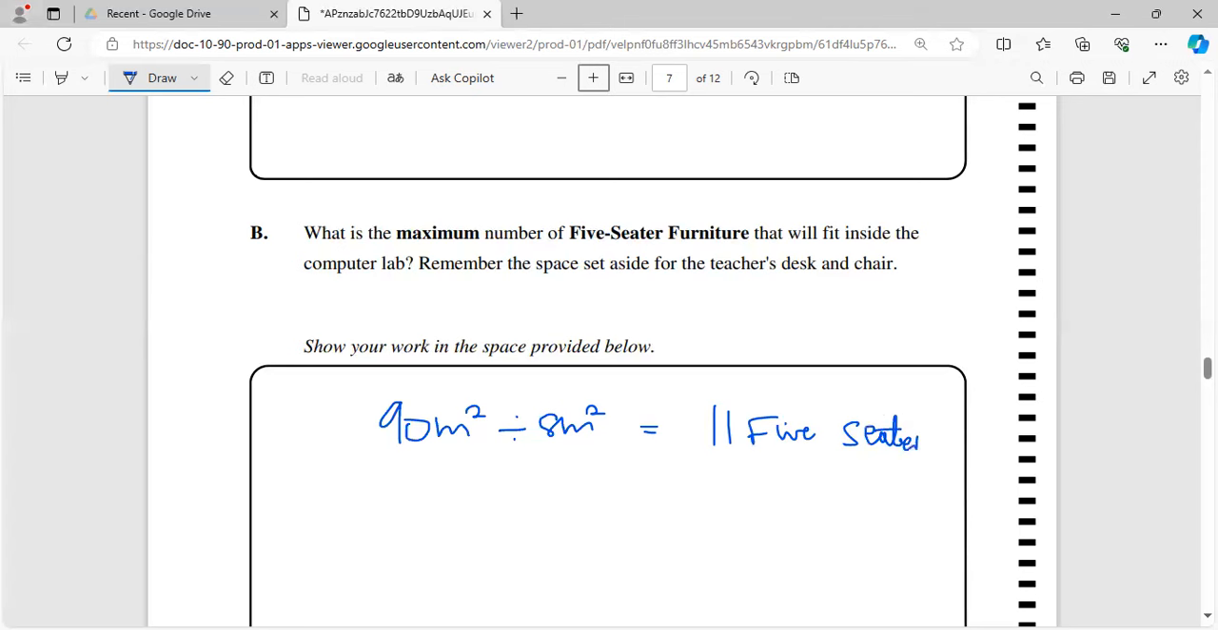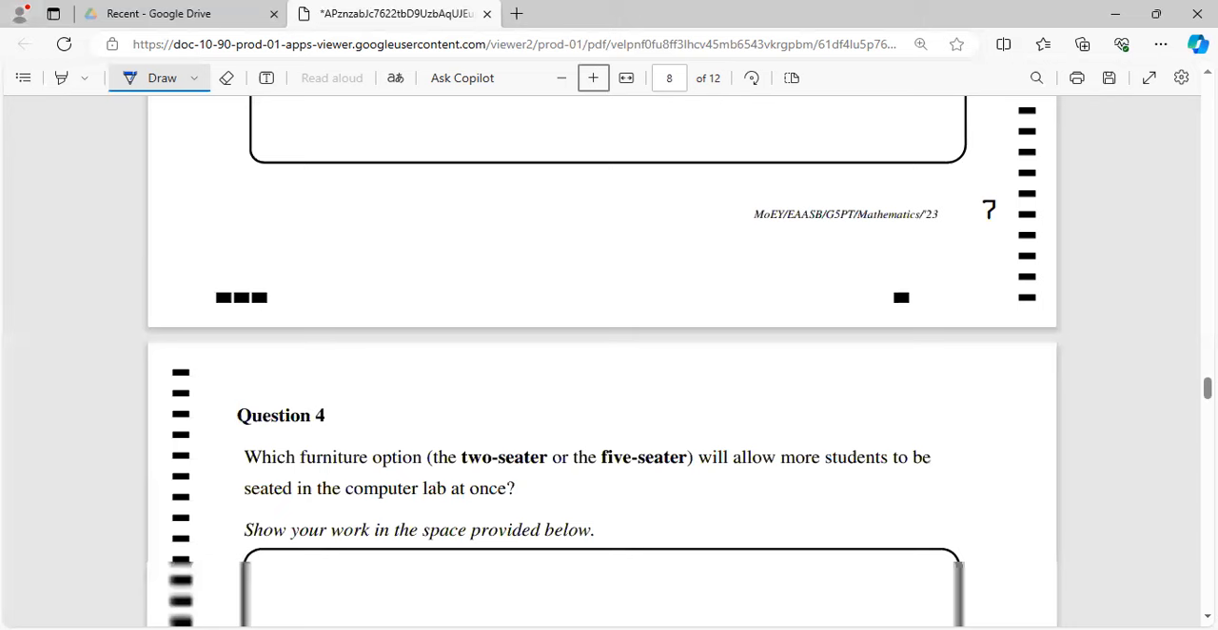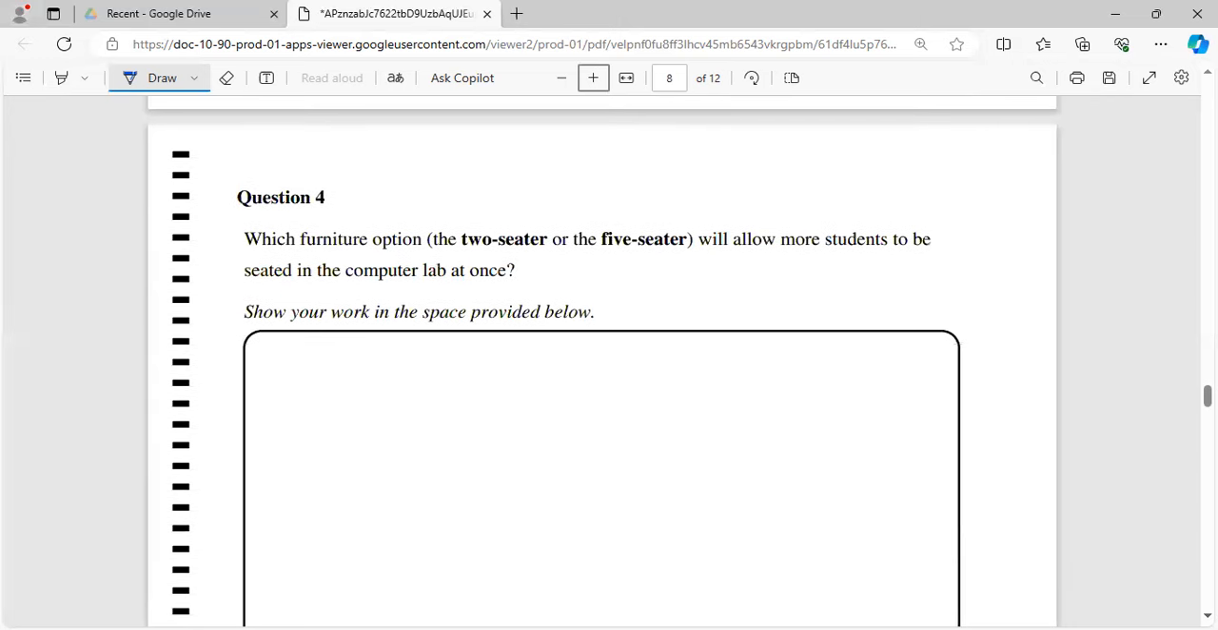Alright, so that wasn't so rough. Let's go down further. Question 4 says, which furniture option, the 2-seater or the 5-seater, will allow more students to be seated in the computer lab at once? So think about it, guys. We can have 30 2-seaters. Let us reason it out here.